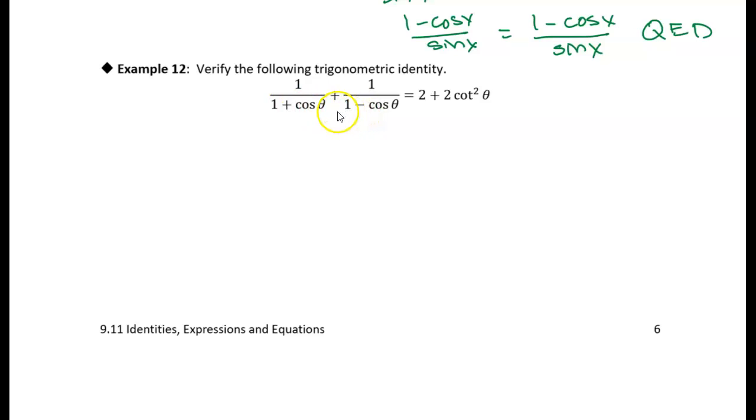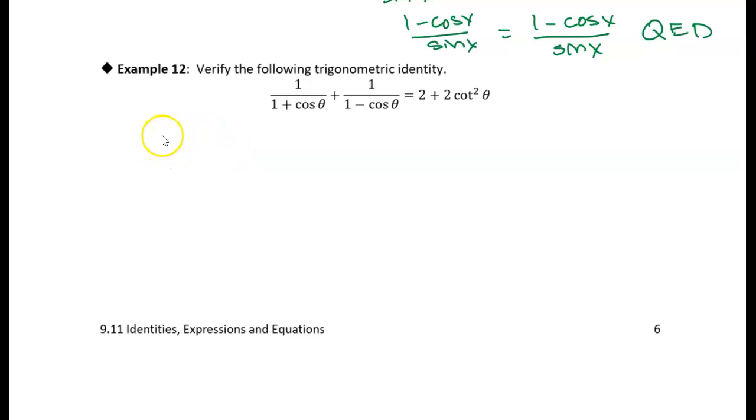That might work out nicely because I see this 1 plus cosine theta and this 1 minus cosine of theta. And I know if I put these on a common denominator, that I'll end up with 1 minus cosine squared in the denominator, right? So what I'm going to do is just rewrite these two fractions on the left-hand side and make them have a common denominator.